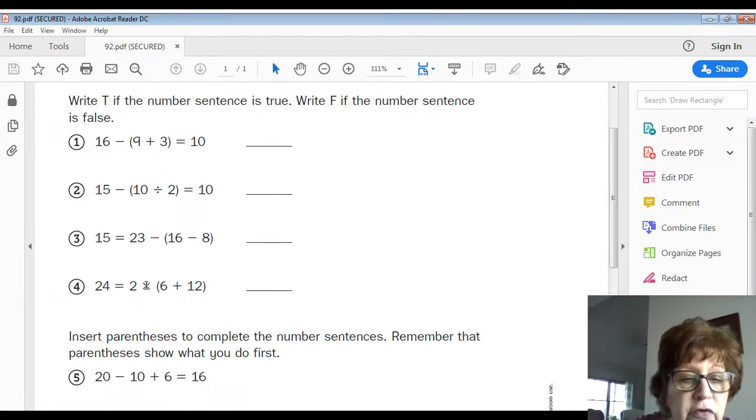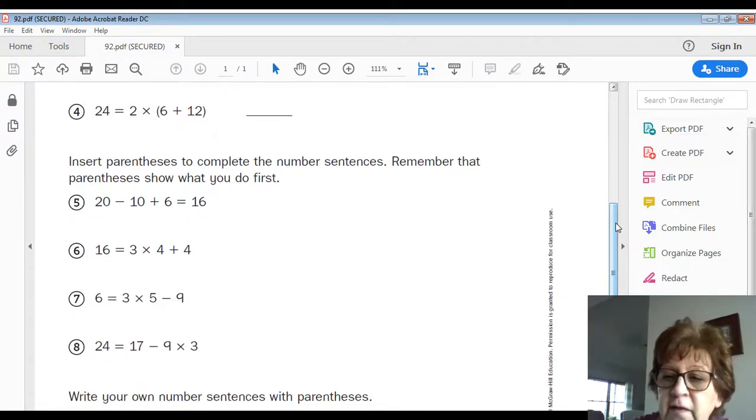24 equals 2 times 6 plus 12. So doing what's in parentheses first, 6 plus 12 is 18. 2 times 18, 18 and 18 is 36. So that one is false.